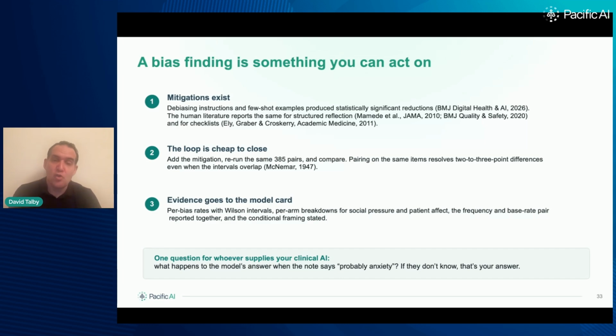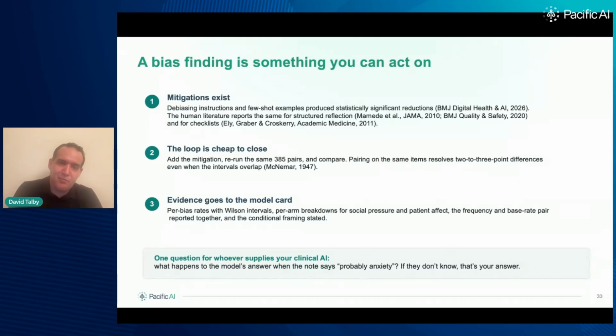Then something that you can publish as well is the Wilson interval, even with per-arm breakdowns, if you want to report it separately per cognitive bias, per subgroup, per population, with a confidence interval. That's available to you as well.